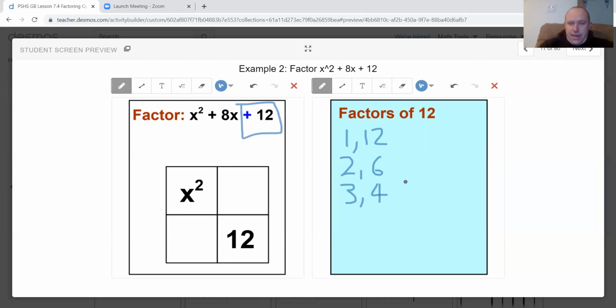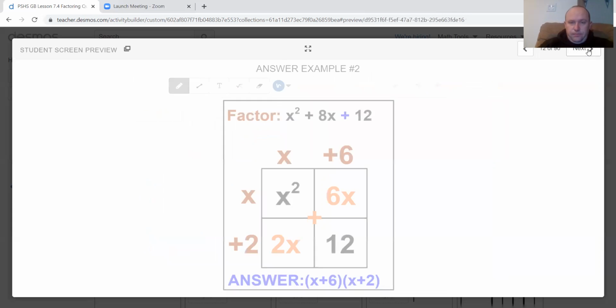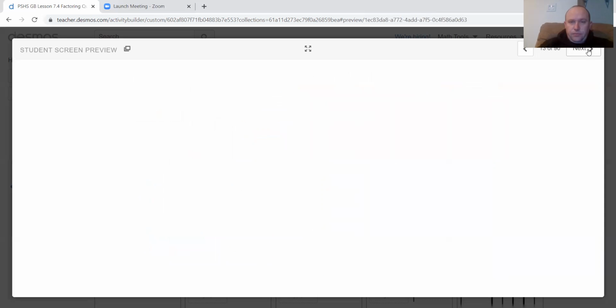Now I want to add them together and make 8. And I think we can see that it's going to be 2 and 6. So I'm going to put 2x and I'm going to put 6x. Notice with this being x squared, I know this is x and x, so I'm going to do that. For this row here, the GCF of 2 and 12 is just 2, and the GCF for 6 and 12 is 6. If it's not obvious, you can use your Desmos calculator as well, meaning that the answer is x plus 2 and x plus 6, as you can see here.